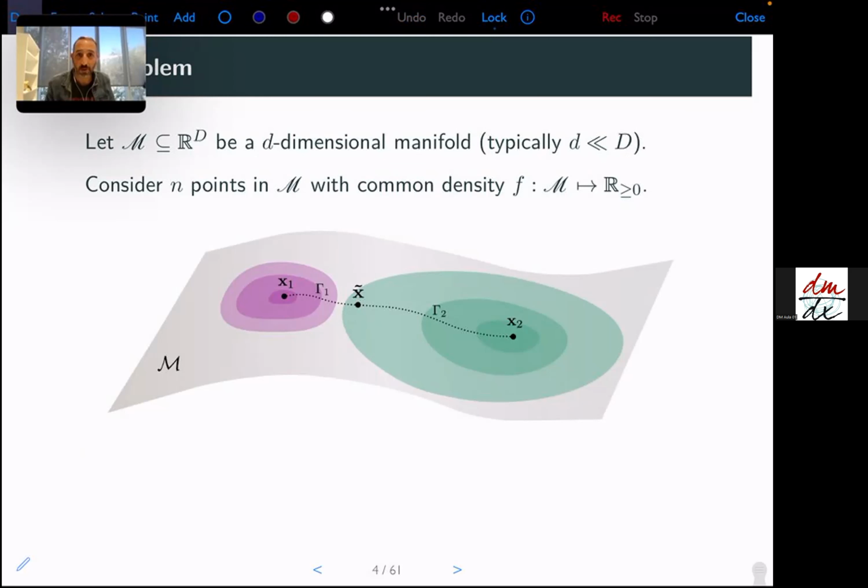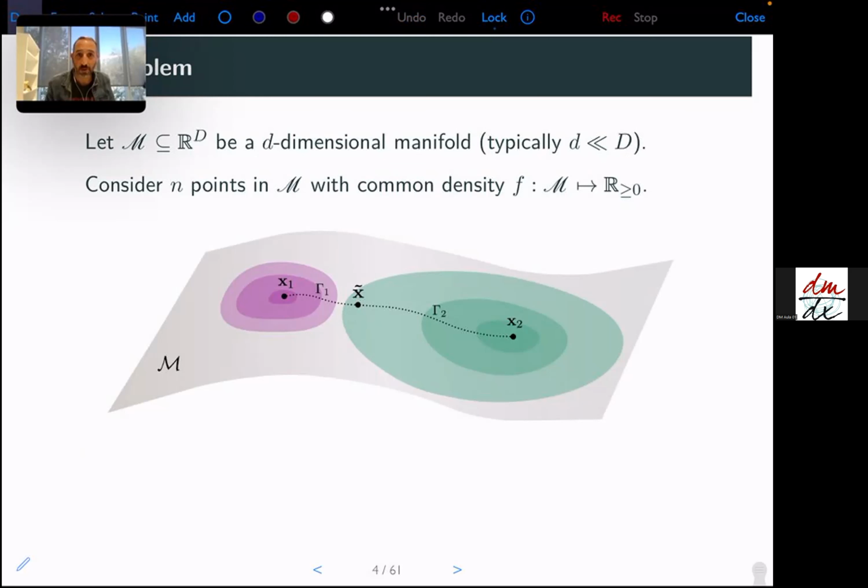So what we have is m points in this manifold, but we don't know what the manifold is, we don't know what f is, and we want to understand the geometry of this manifold, this density, and the topology. For example, we will see that in some applications, it is important to understand the topology of this manifold. And the picture we have in mind is something like what you see here: some kind of manifold, and you can think of a bimodal density there.